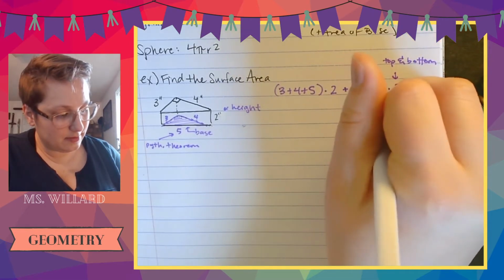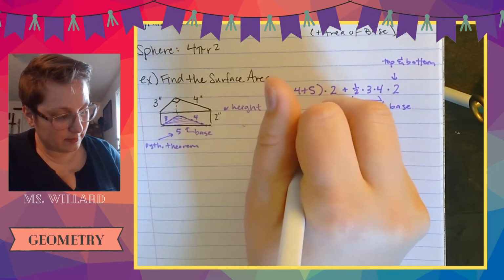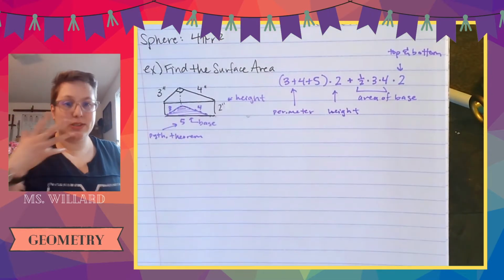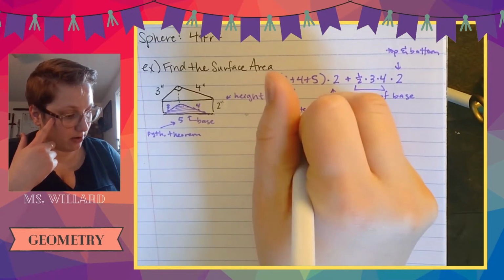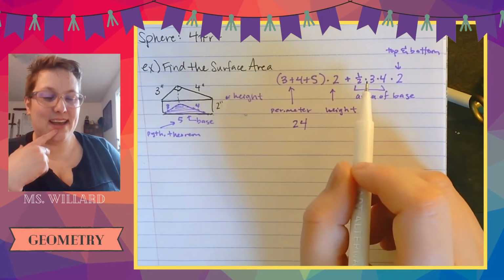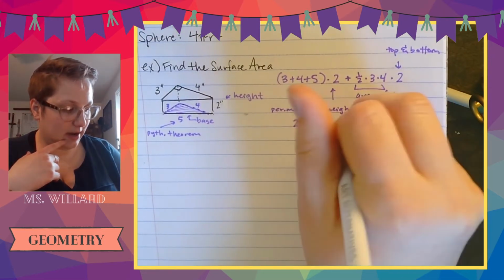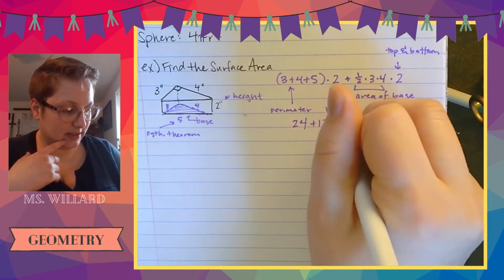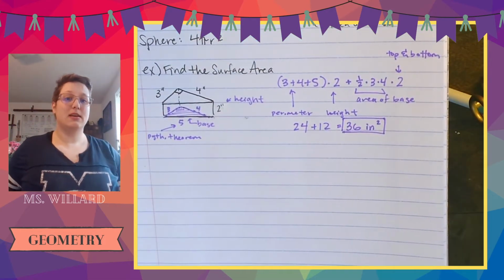Area of base, perimeter, height. That's where all those numbers came from. So 3 plus 4 is 7, plus 5 is 12, 12 times 2 is 24. And then 1/2 times this times 2 is just going to cancel itself out, so that's going to be plus 12. So I get 36, and these are square inches all the way around because they're in inches, and it's surface area. It's flat surfaces, not 3D volume. So that's the surface area of that.